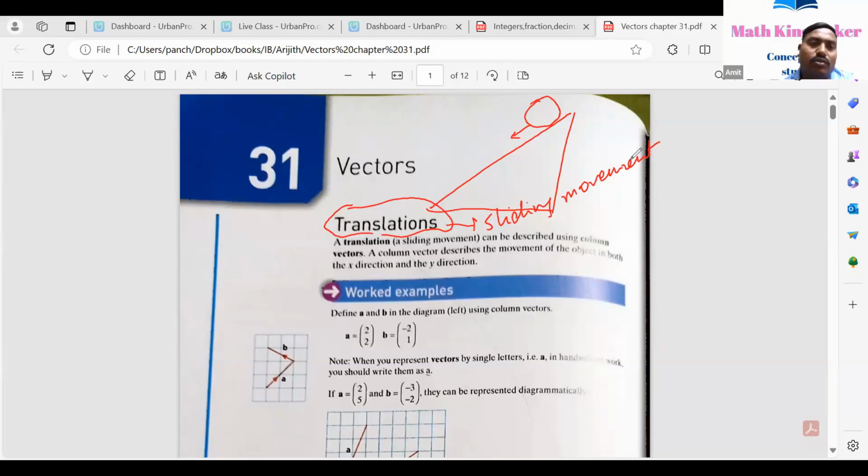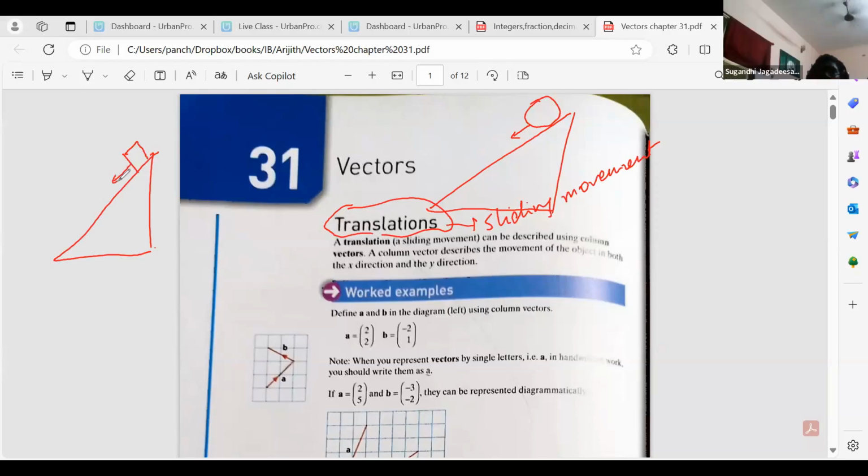Rather than keeping a spherical ball here, if you keep a block here, what will it do? It is just sliding downward. So that is called translation. Now we have to describe the translations in terms of vectors. That is very simple, so we'll do it.